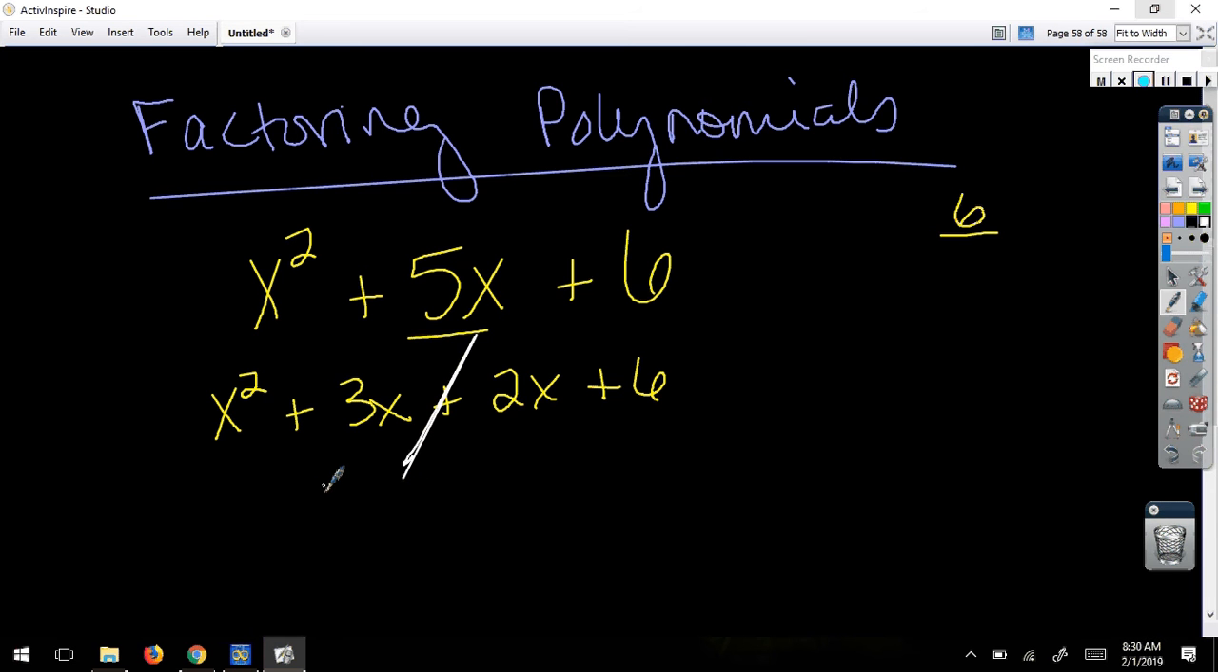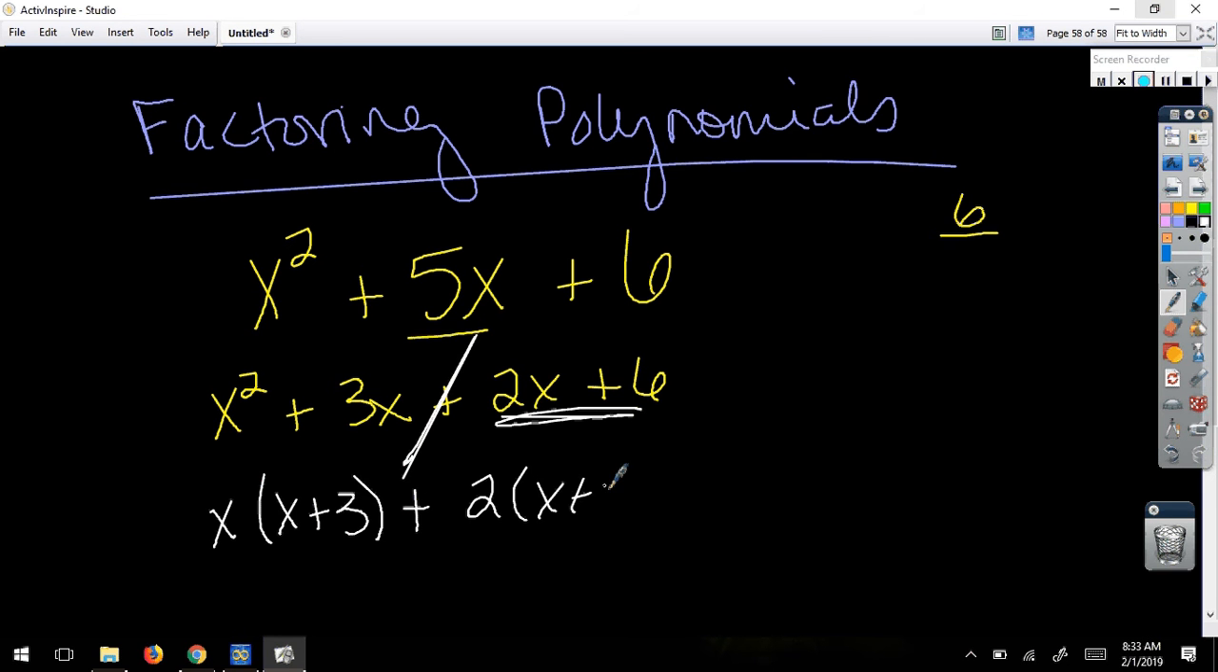Okay, that was quite extreme. What can I factor out of the first two? X. What's left? X. You take out of the second two: 2. x plus 3. And so then I take the x plus 3.